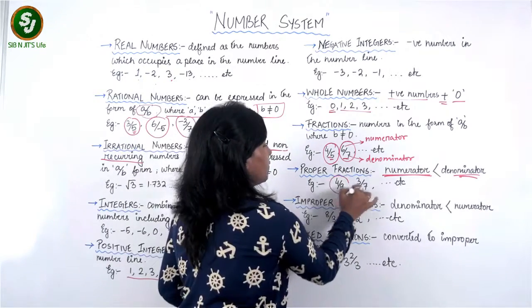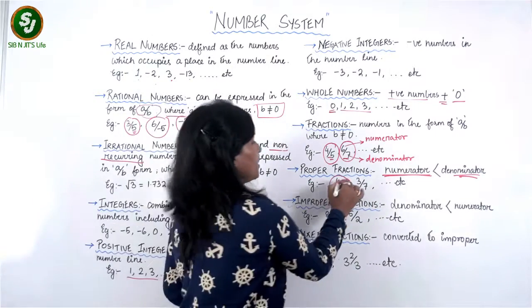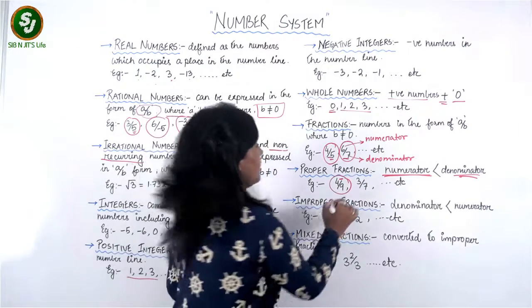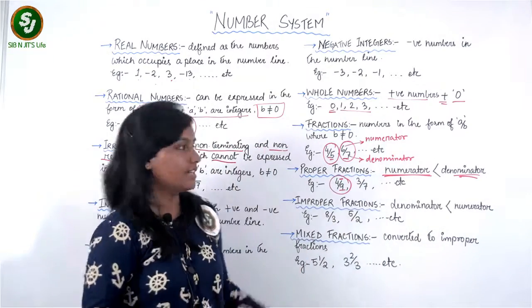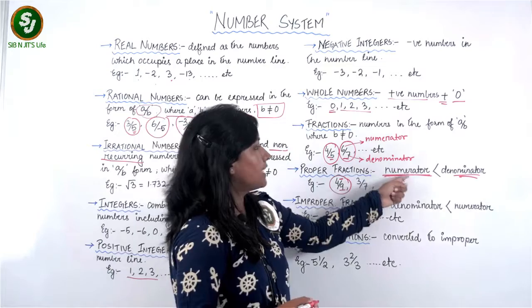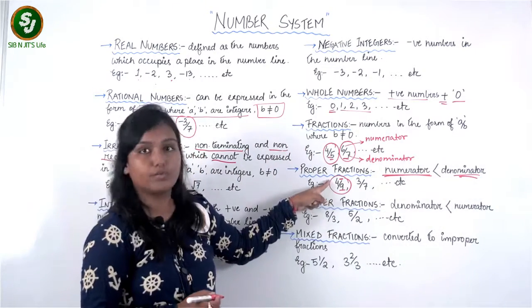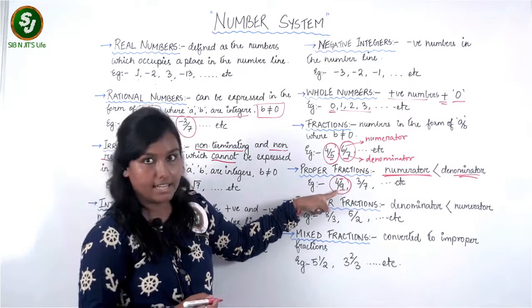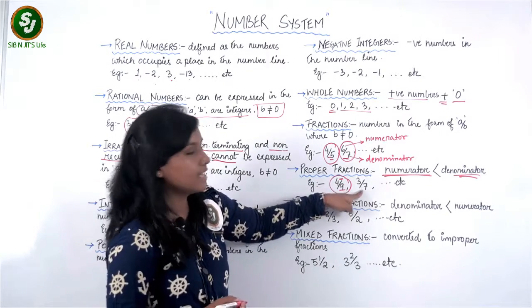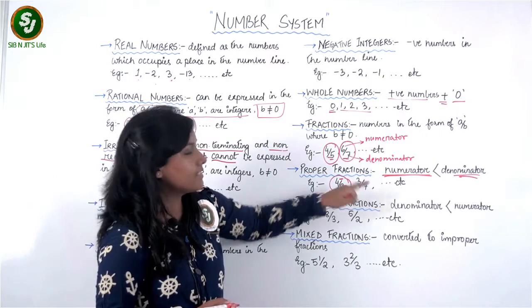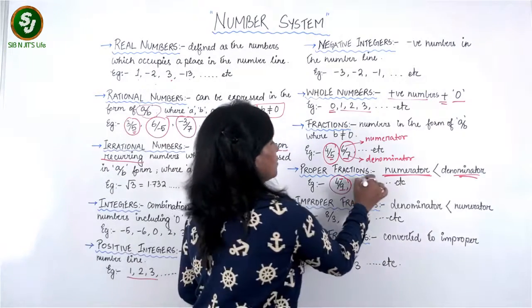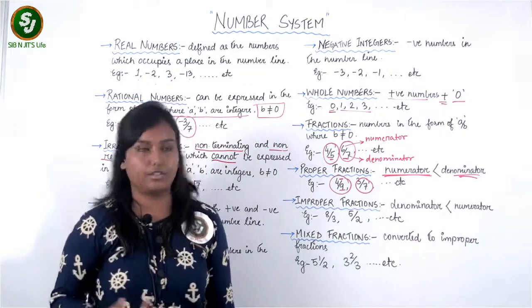Now see, in this 4 by 9, 4 is our numerator and 9 is our denominator. And for a proper fraction, numerator should be less than denominator. So the numerator, you see here, it is 4, which is less than 9. And in this example also, 3 by 7, 3 is less than 7. So this is also a proper fraction.